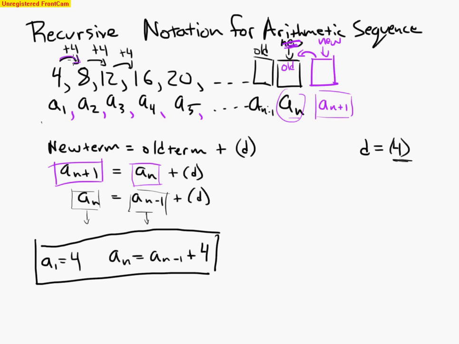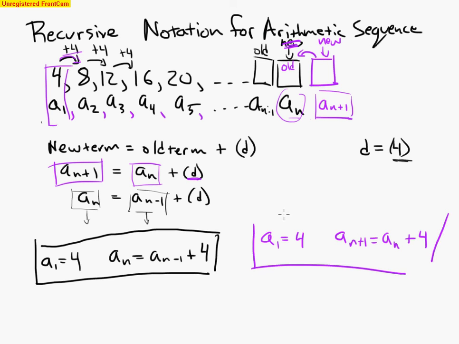How much was my change? 4 every time. So they would go ahead and say, oh, well, your a_1 is still 4. Then to get your new term, a_{n+1} equals a_n plus 4, my change. These are the 2 main ways to write the recursive notation for a simple arithmetic sequence. You can either consider a_n to be the new term or a_{n+1} to be the new term.